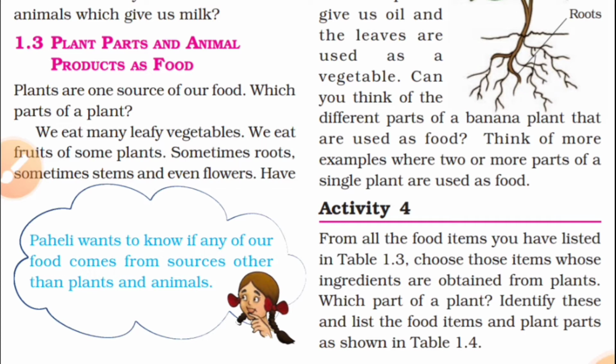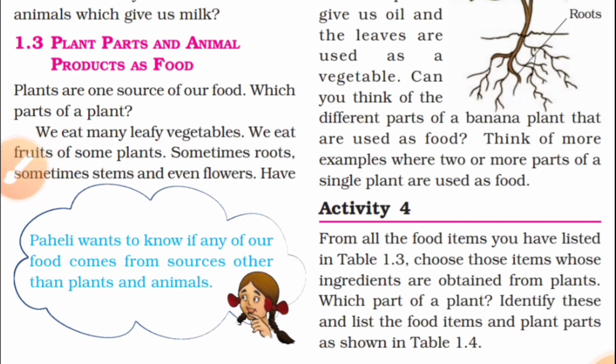The figure is given. We eat many leafy vegetables. We eat fruits of some plants, sometimes roots, sometimes stem, sometimes flowers. Have you ever eaten pumpkin flowers dipped in rice paste and fried? Pumpkin flower is just an example, showing that we use flowers as food. Flower is a part of a plant, so we use it as our food. Clear?